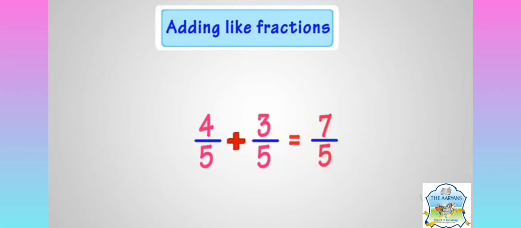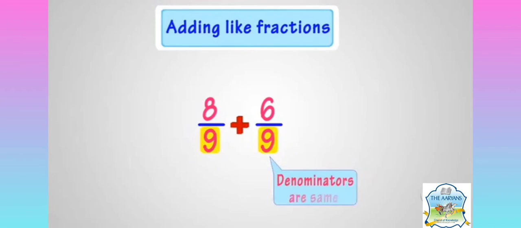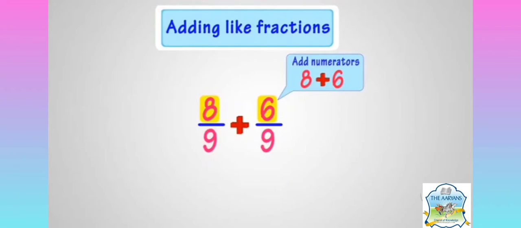Here we have another example. We have to add 8 by 9 and 6 by 9. These are like fractions as the denominators are same. So, we just have to add the numerators. That is adding 8 and 6, we get 14.